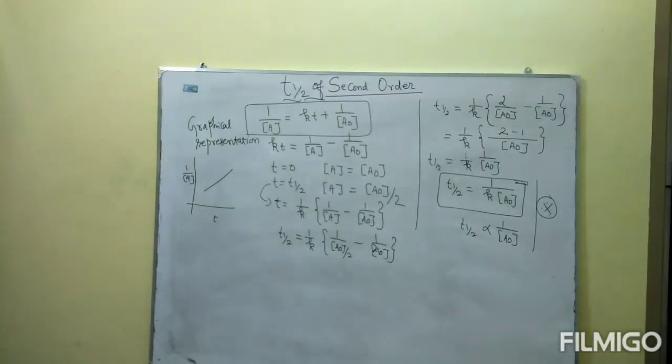So the rate constant for second order reaction and T half of second order reaction are discussed in this video. In the next video, we will compare the first order, second order and zero order rate constant, T half and the graphical representation.